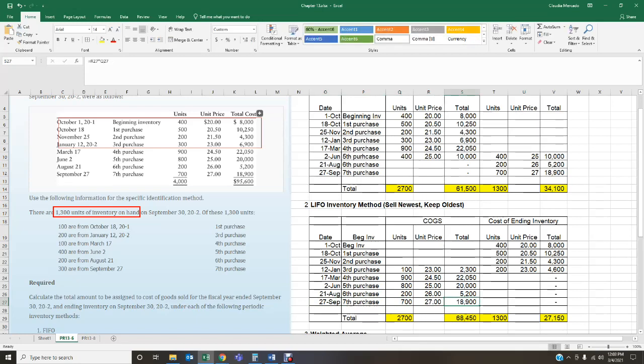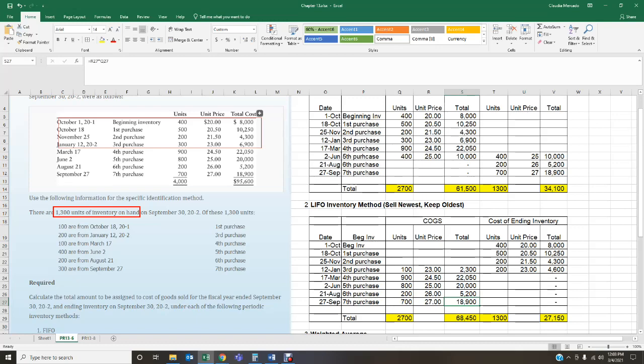So what did we do here? We separated what we sold. Cost of goods sold is what you sold, and your cost of ending inventory is what you have left on hand. Now, using the LIFO method, you sell your newest, which is what we did. We sold the newest purchases, and we kept the oldest. So we kept the 1,300 units that were the oldest, and we sold the 2,700 units that were the newest. So it's just a matter of splitting it.